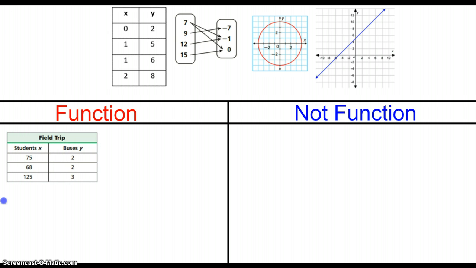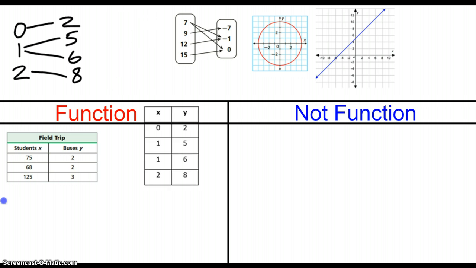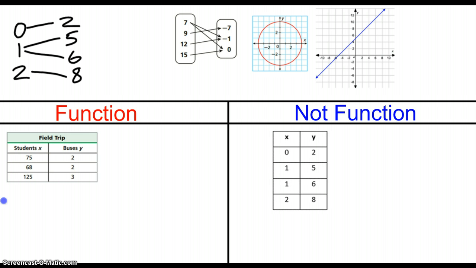However, the next table is not, because if we were to look at that table, we've got 2 repeat x values in there. So if we look at the map, 0, 1, 2 and 2, 5, 6, 8, we have 0 to 2, 1 to 5, 1 to 6, 2 to 8. Now we have an x value that's going to 2 different y values. That is what we consider not a function. So this is not a function because we had 2 repeat x values.